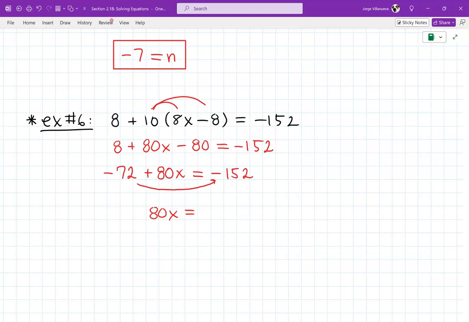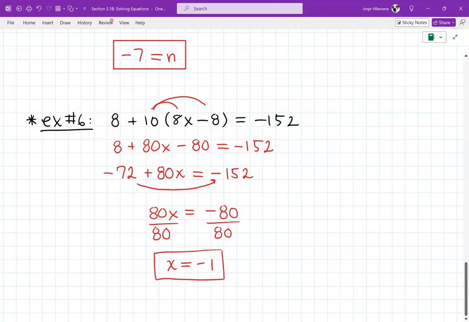Negative 80? Anybody thumbs up on that? All right, we got a couple, so there you go. So now just divide by 80, and we get the answer of negative 1. Okay, so x is negative 1.